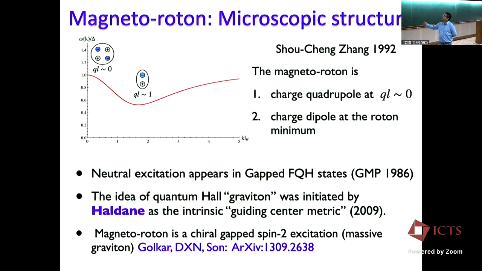Another excitation is called the graviton excitation in fractional quantum Hall. At small momentum, it is a quadrupole. So the magnetoroton excitation or the graviton excitation is really free to move because it's a quadrupole. There's no restriction on that.